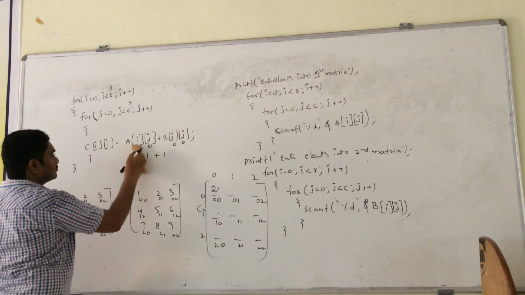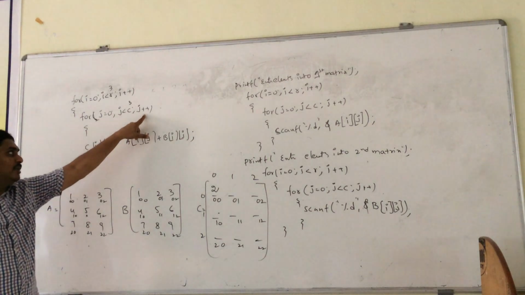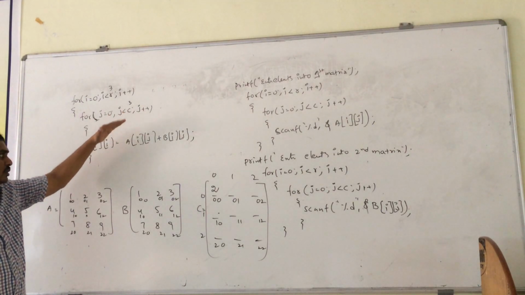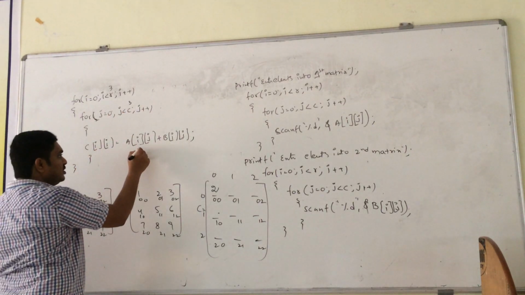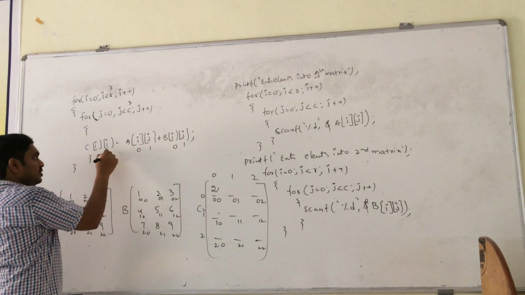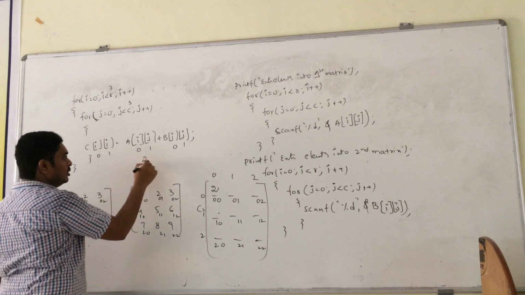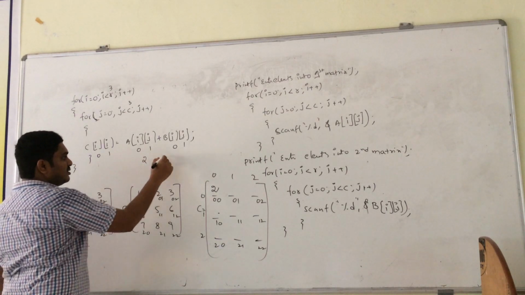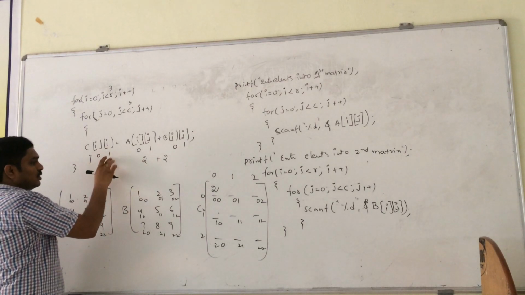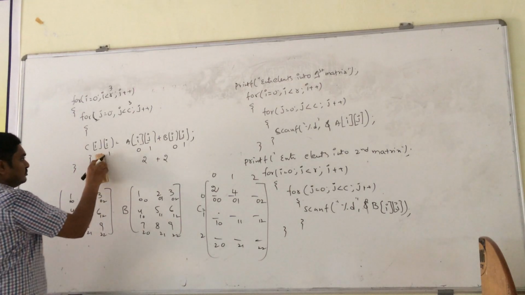Then, now the loop ended and the j value will be incremented. That means j will become 1. 1 less than 3, condition true. It enters into the loop. Here i value is 0, j value is 1. So A of 0,1 element is 2 plus B of 0,1 element, which is 2. This 2 plus 2, 4, is added and stored in C of 0,1. So in the C of 0,1 position, the number 4 is stored.